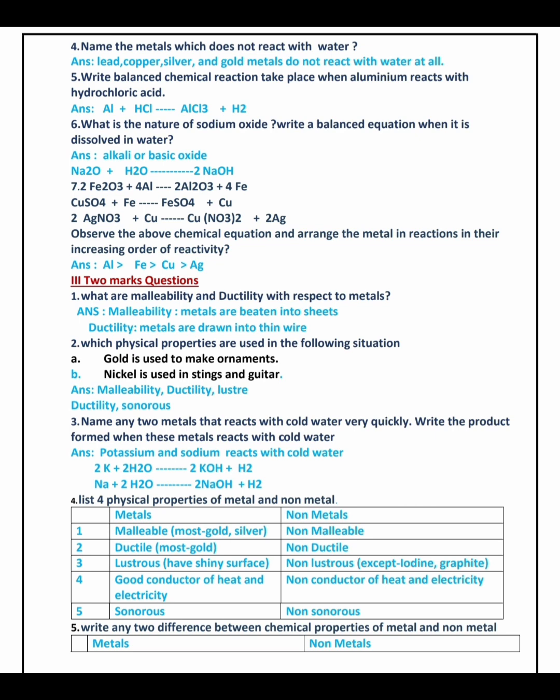Which physical properties are used in the following situation? Name any two metals that react with cold water very quickly. Write the byproducts formed when these metals react with cold water. List four physical properties of metals and non-metals. Write any two differences between chemical properties of metal and non-metal.